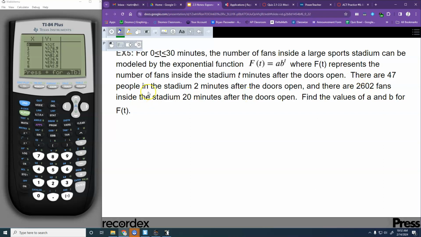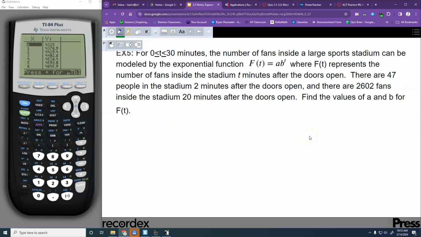There are 47 people in the stadium 2 minutes after the doors open. There are 2,602 fans inside the stadium 20 minutes after the doors open. Find the values of A and B for f of t. All right. So for this, you have a couple different options of what you can do. The first is how you can do it by hand. The second is how you will do it with the calculator. So let's look at this by hand.